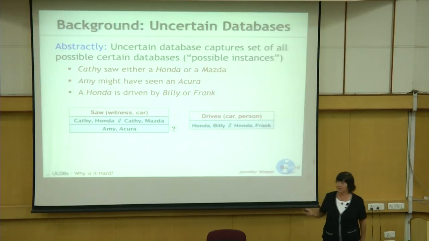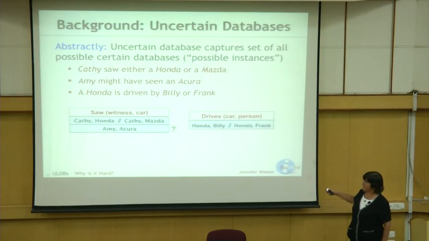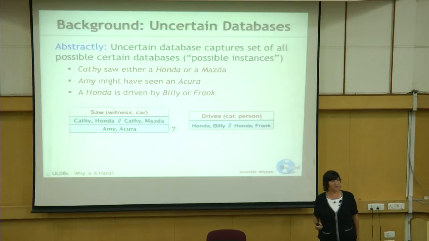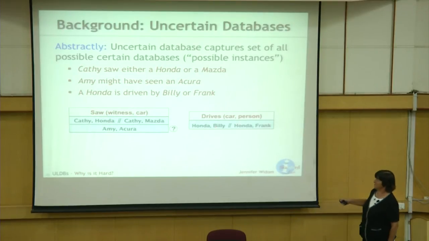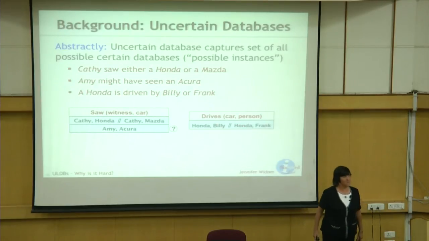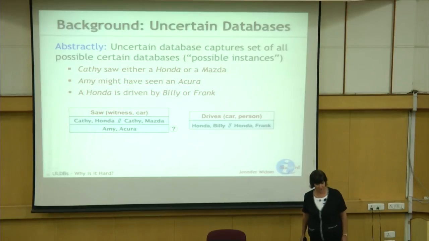So this particular list here, Kathy saw either a Honda or a Mazda. Now we've got an actual table. We relisted as Kathy Honda or Kathy Mazda. She saw one or the other. And Amy might have seen an Acura. So we have this tuple Amy Acura with a question mark. So this table has four possible instances. It's got the two possibilities for the first tuple and then the presence or absence for the second. And those are independent, so you multiply them. And here's one with two possible instances. There's a Honda that's driven by either Billy or Frank. Okay? So that's our representation that we picked.